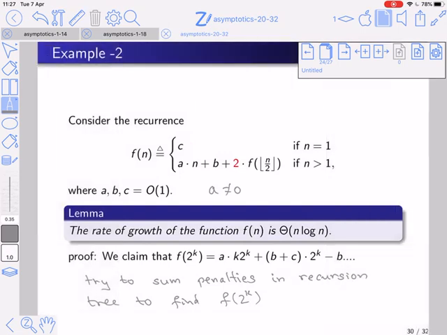So, we're interested in this case, and we claim that the rate of growth of the function is, again, big theta of n log n, like in the second recurrence, even though we have here different constants. And how do you prove it? Well, you need to make a guess about f of 2 to the power of k, and you reach this guess by solving the recurrence, the recursion tree. So try to sum the penalties in the recursion tree to find f of 2 to the k, and check that this is indeed the number you get. Good.